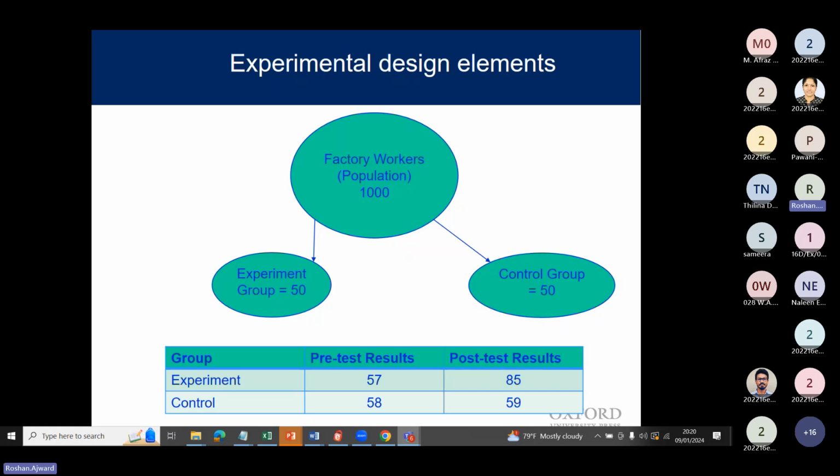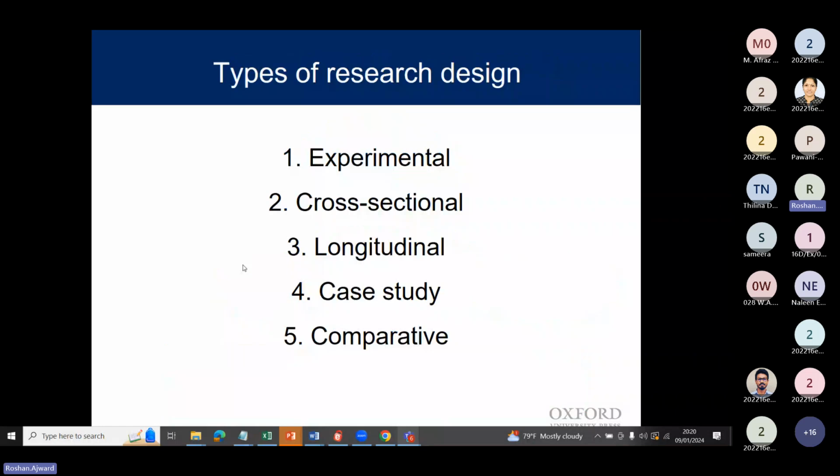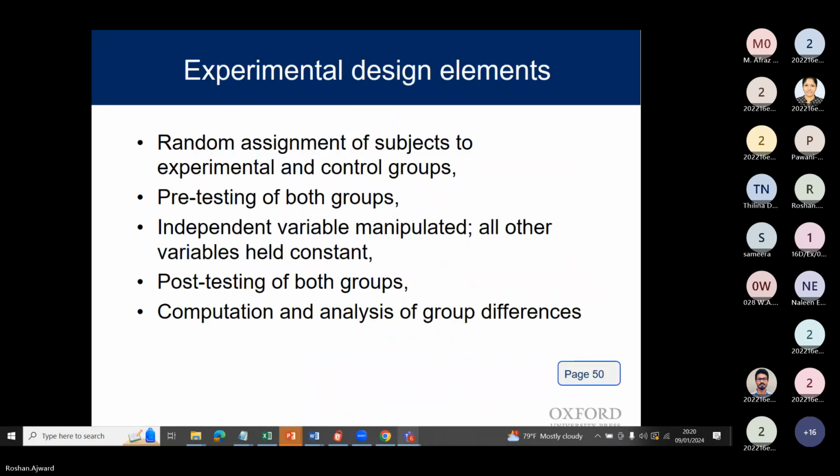So now we have discussed the experimental design. I told you that there are 5 research designs, right? What are the 5 research designs? Experimental design, then you have the cross-sectional design. Now let's discuss what a cross-sectional design is.